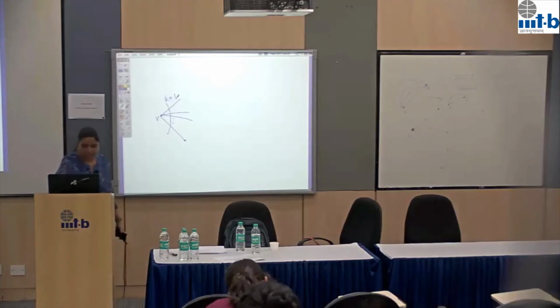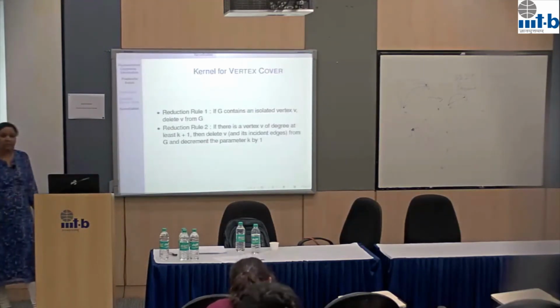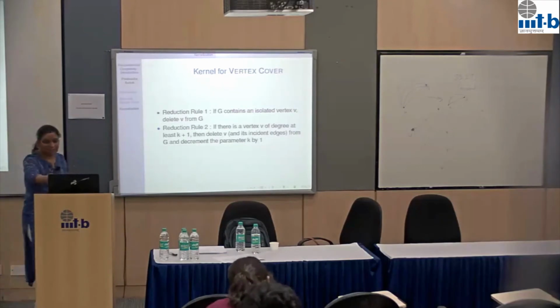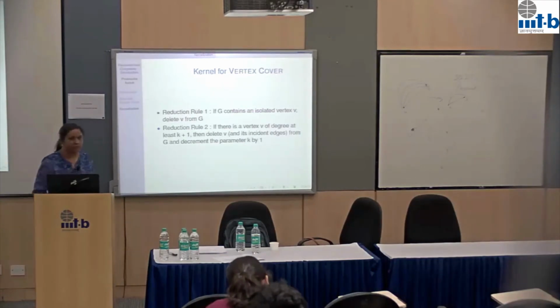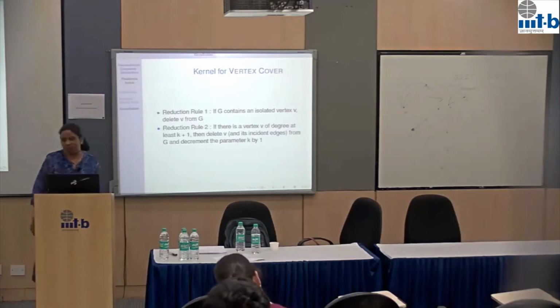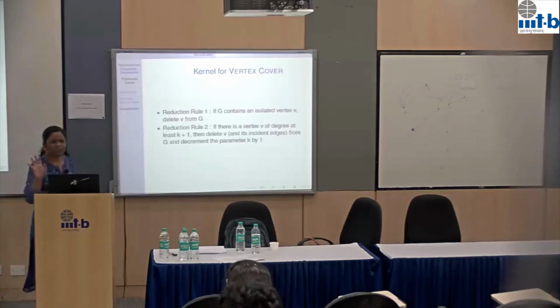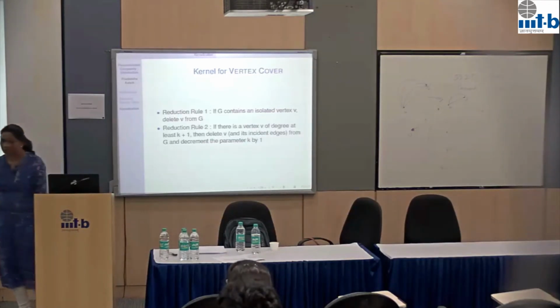That's this reduction rule. If there is a vertex V of degree at least k plus 1, then delete V. By delete V, I mean I am adding it to the vertex cover and decrementing the parameter k by 1. Reduce the budget by 1 because I have already added V to it. Okay, so that's my reduction rule. Simple. I just have these two reduction rules.